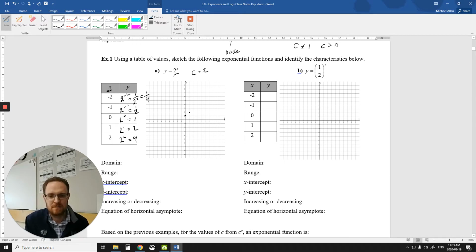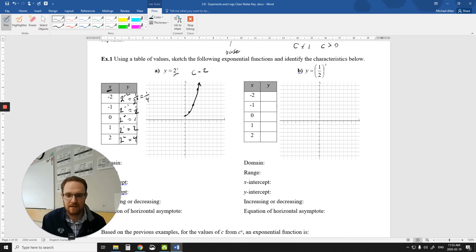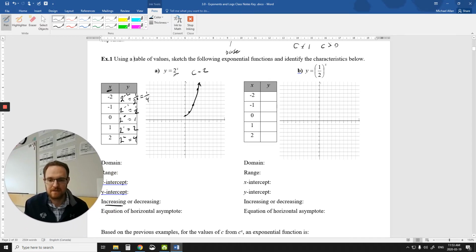I'm going to plot these points on the graph here. We could do some extra ones mentally: if my x value is 3, that's 2 to the 3, so that's 8. You can see that this graph is increasing as you go from left to right. Because of that, we call it an increasing graph. We also call this a growth function, because as we read it from left to right, the graph is going up.